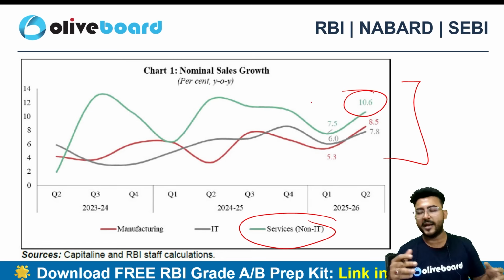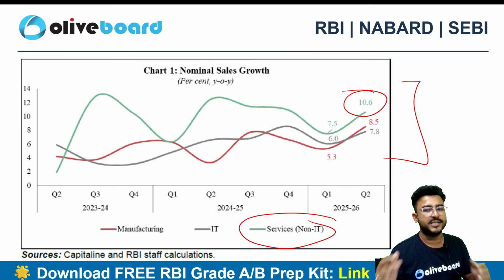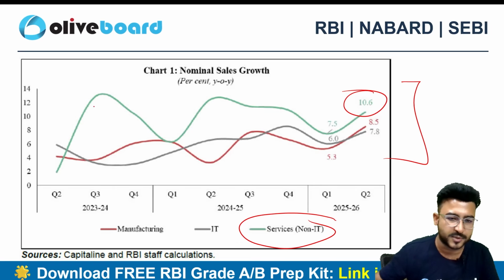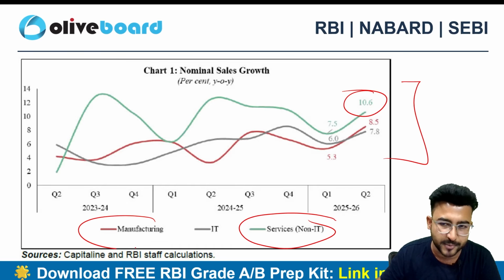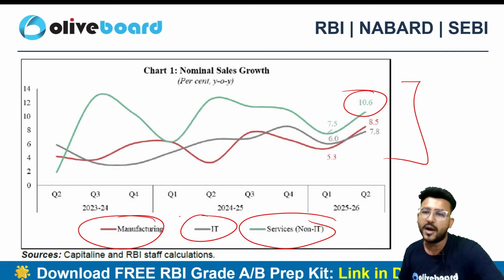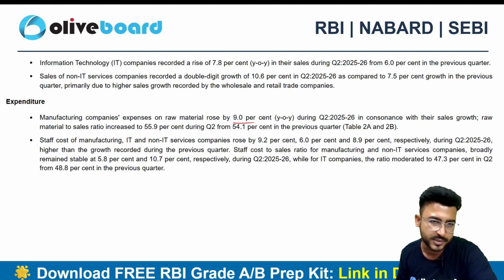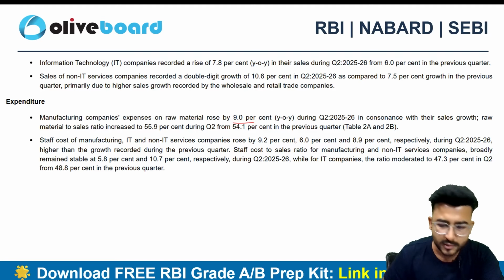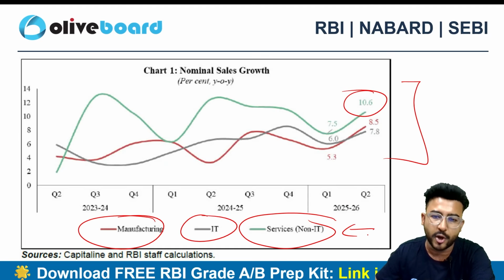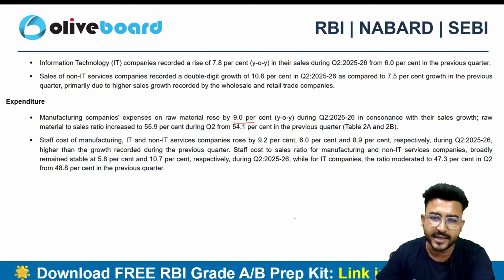pack, right? The non-IT services is leading the pack with a 10.6% rate. And after that comes manufacturing at 8.5%, and then we have the IT growth rate at 7.8%, right? So here who has the highest contribution? Non-IT services has the highest contribution here.